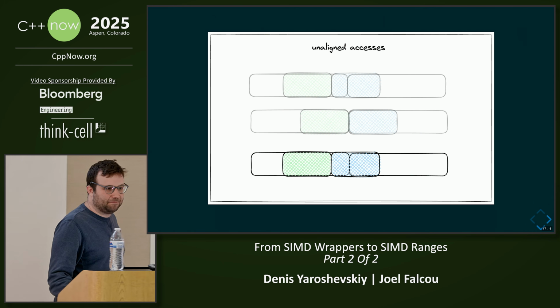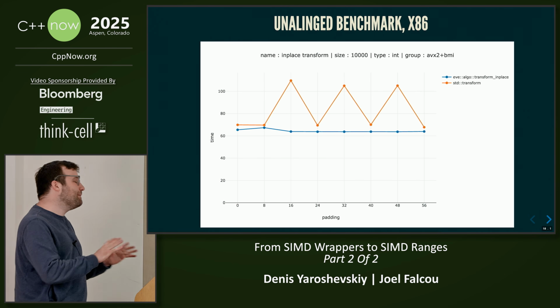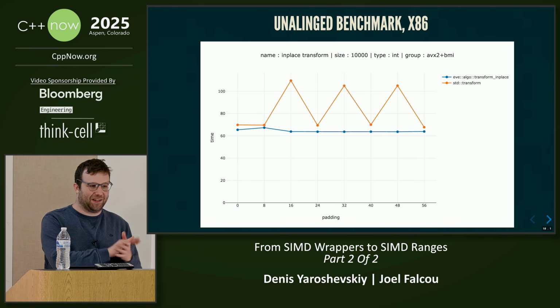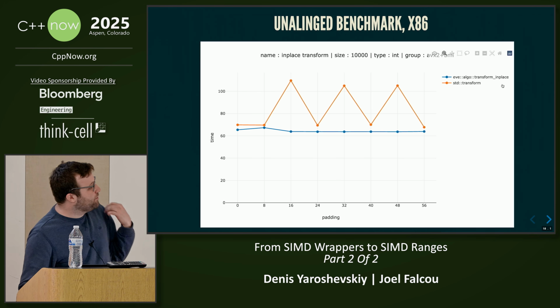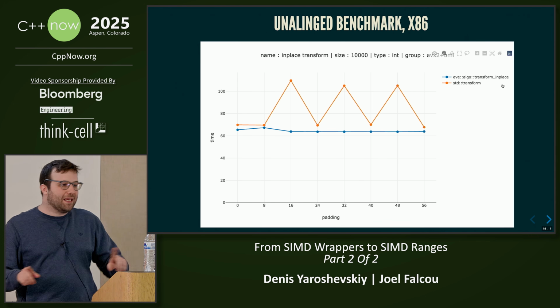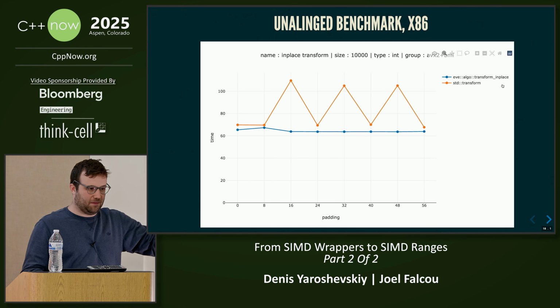Does it matter? Let's have a look. So this is a benchmark. It's a benchmark of completely unrelated things that happened to show it, and so I'm using it here. We compare transform in place with std::transform. The operation that I'm using is just a plus. So I double every element by saying x plus x.